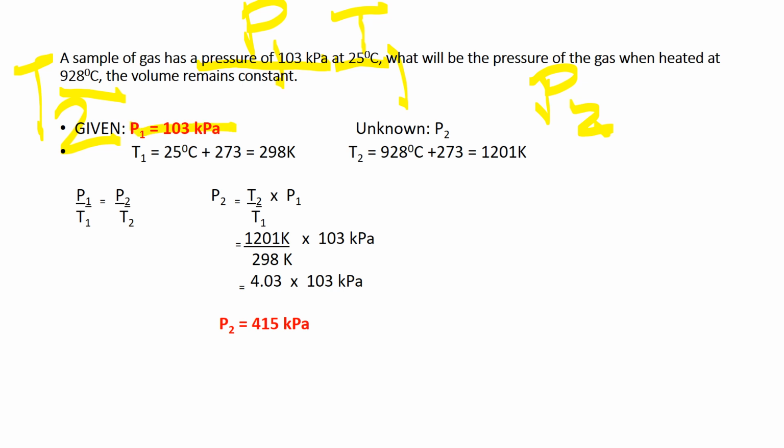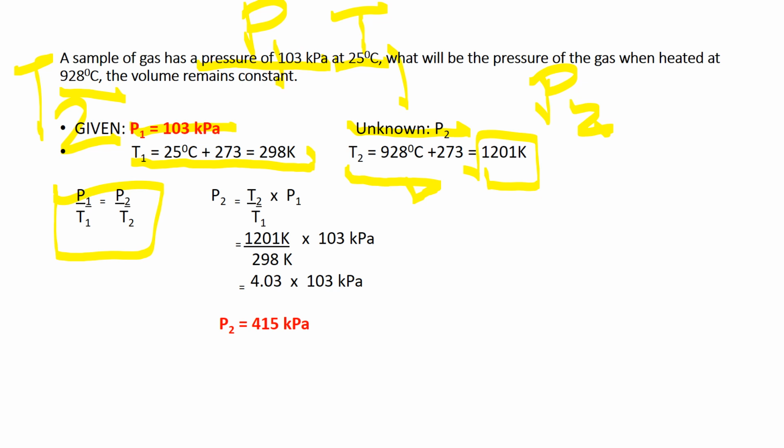So what are the given? P1 is 103 kPa and P2 is unknown. T1 is 25 degrees Celsius. Convert it to Kelvin, plus 273, 298. T2 is 928. Convert to Kelvin, plus 273 equals 1,201 Kelvin. So as you can see, from 298 to 1,201 shows a 4 times increase, quadrupled. The temperature is quadrupled. So this is the general equation for Gay-Lussac's law.